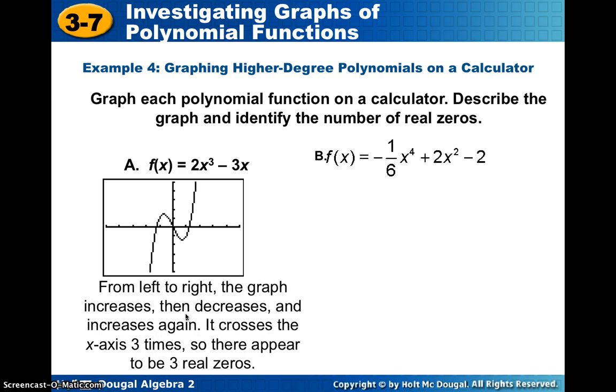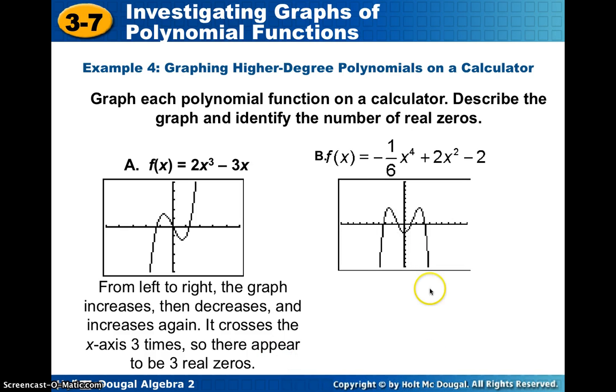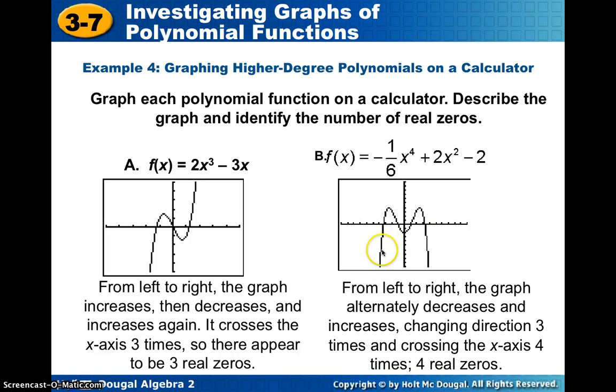From left to right, the graph increases, then decreases, and increases again. It crosses the x-axis 3 times, so there are 3 zeros. And here, when we put this one in the calculator, we can see that it appears to have 1, 2, 3, 4 zeros, 4 places where it crosses the x-axis. And this graph increases, decreases, increases, and ends decreasing again.